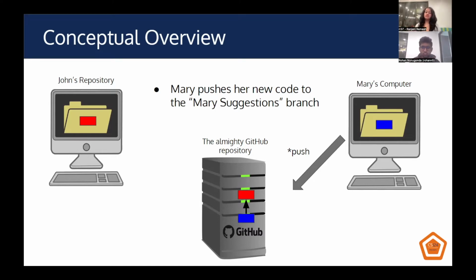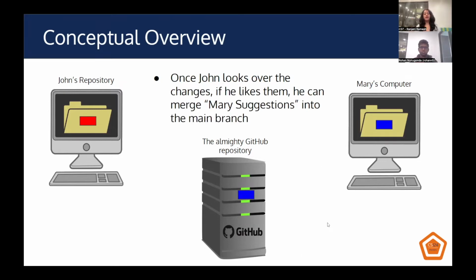But it still, as you can see, has not overwritten what John has written. So there are these two separate copies. The only changes that have been made is on Mary's branch. And finally, so that she doesn't overwrite the code, and because they're both collaborating, they both need to have an equal say. So the only way that John's original code that he had put onto GitHub can be changed is if he looks over those suggestions and he says, okay, I like these suggestions, and he decides that he wants to merge Mary's suggestions into the main branch.